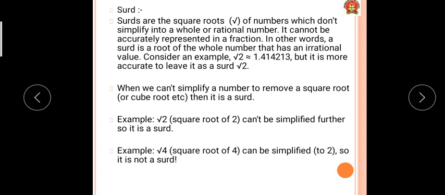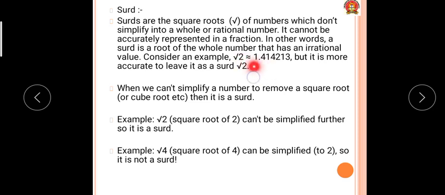Now second example, if you take root 5. Is root 5 a surd? Yes. Because when you simplify it, it will not be a rational or whole number. Okay students, now see, it cannot be accurately represented as a fraction. In other words, a surd is a root of a whole number that has an irrational value. Irrational value means non-terminating, non-recurring type.